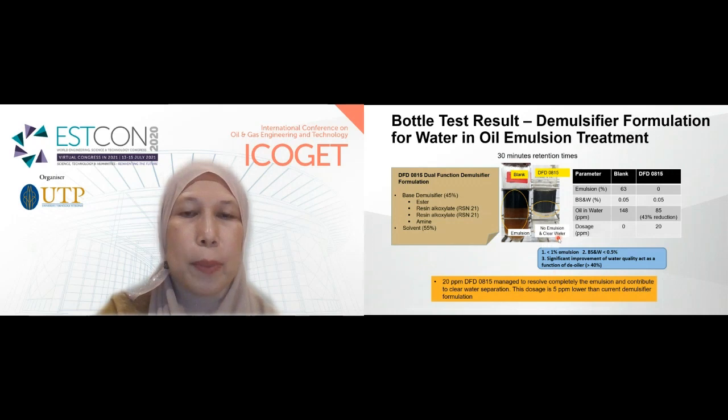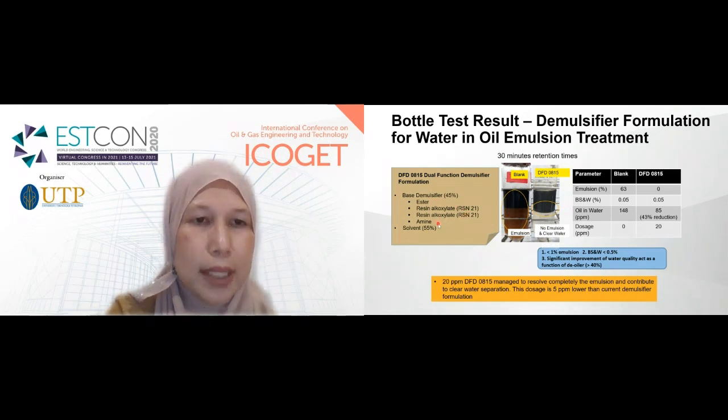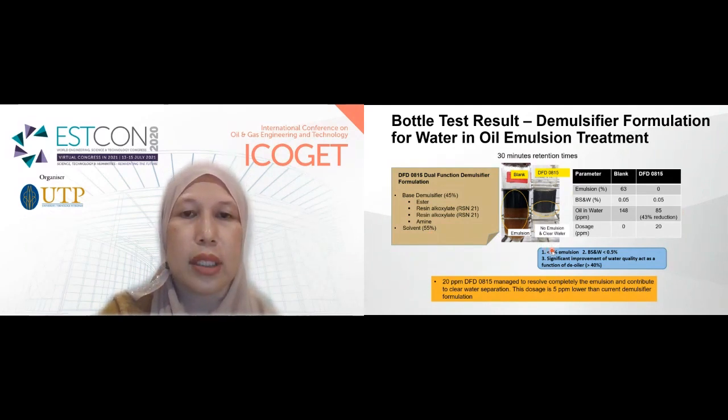So from this, we proceeded with the demulsifier formulation, and we managed to develop a formulation where we combine two types of RSN 21 resin alkoxylate demulsifiers plus ester and a little bit of amine, and we mix with solvent. And this is the result of the demulsifier formulation tested on the emulsion from field B.